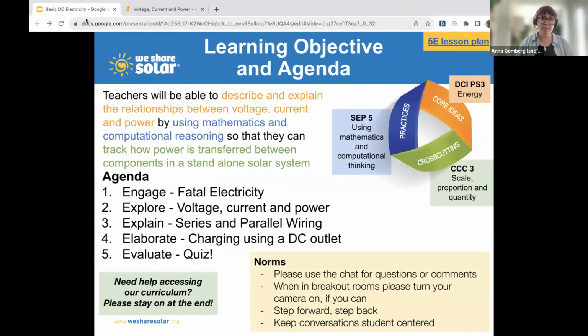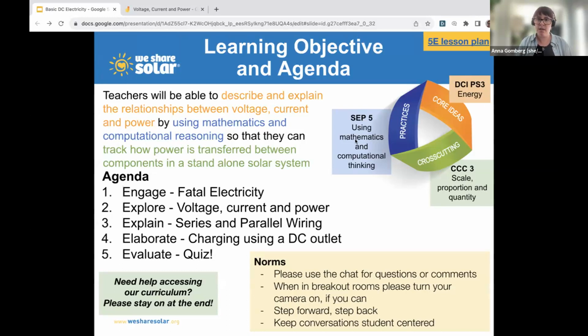So the learning objective for today, I'm trying to make it 3-dimensional in line with NGSS, is that you, teachers, will be able to describe and explain the relationships between voltage, current, and power by using mathematics and computational reasoning so that you can track how power is transferred between components in a standalone solar system. And this should meet basically all of our stuff really meets the DCI of energy, PS3.